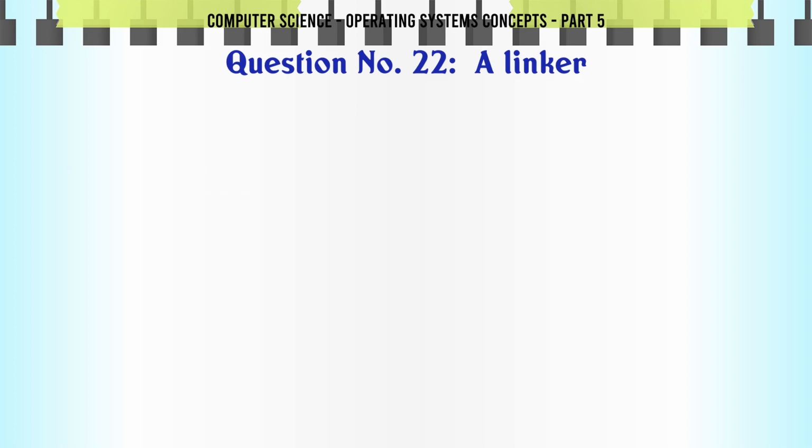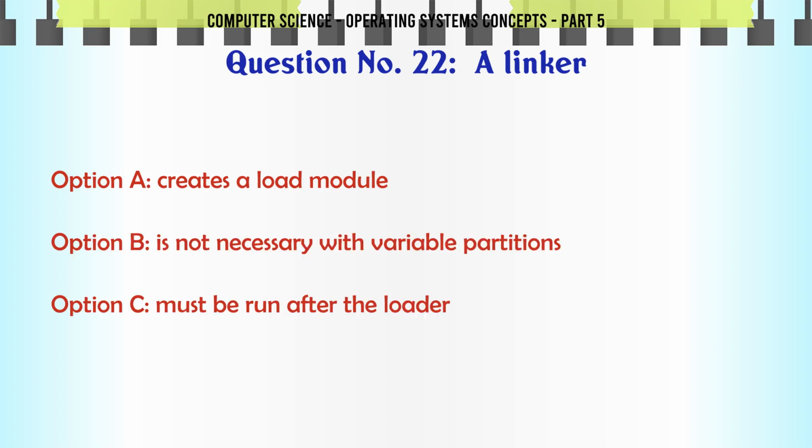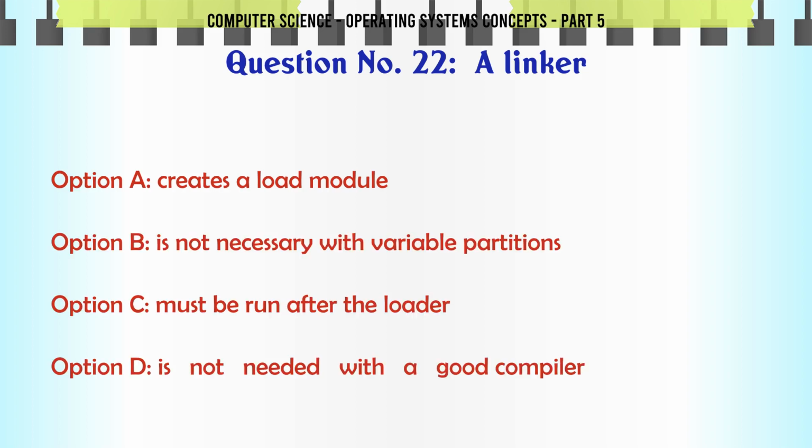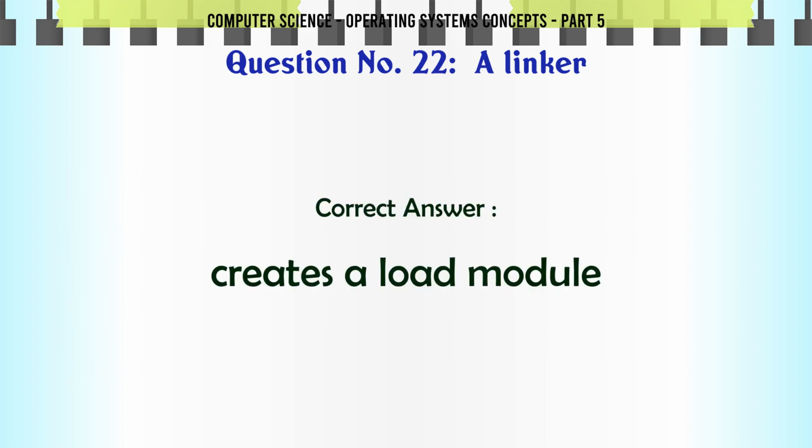A linker. A. Creates a load module. B. Is not necessary with variable partitions. C. Must be run after the loader. D. Is not needed with a good compiler. The correct answer is creates a load module.